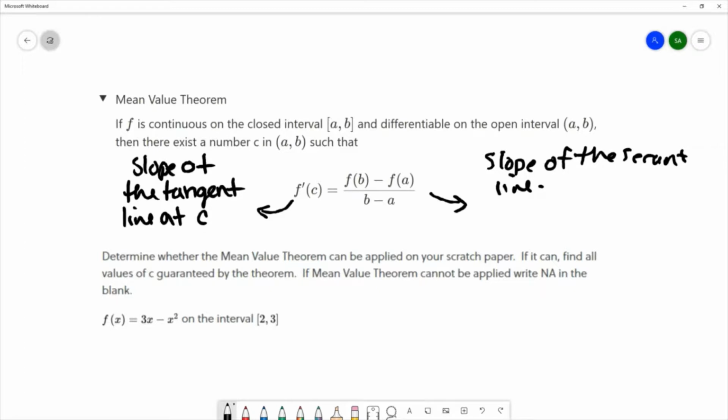And we're saying that as long as you have a continuous function and a differentiable function, then we're going to be able to find this value of c. This value of c is somewhere inside the interval where the slope at that point matches the slope of the secant line.